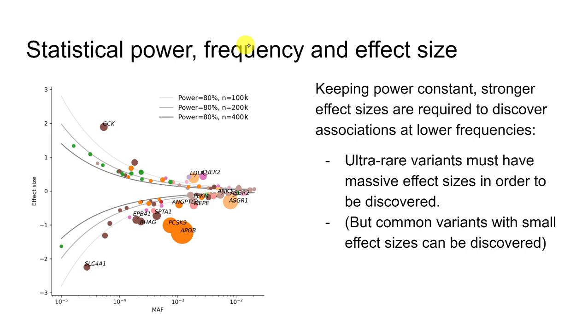Anything else? Yeah, so ultra rare variants need to have really massive effect sizes to be able to be discovered. But then equally, flipping it around, common variants can be found with really small effect sizes. And that's exactly what GWAS studies have been doing, where you find all these common variants with really small effect sizes across the genome, which then points to these phenotypes being polygenic.